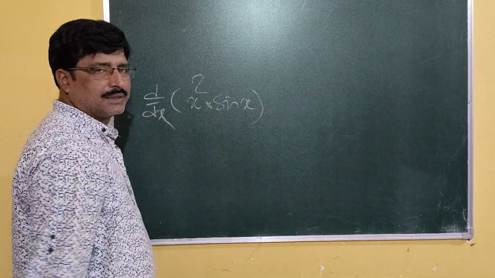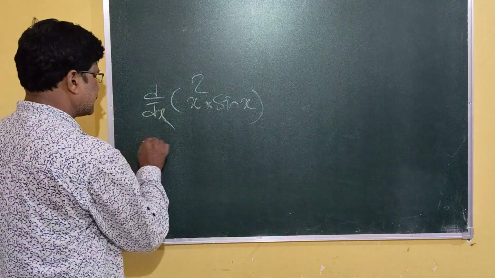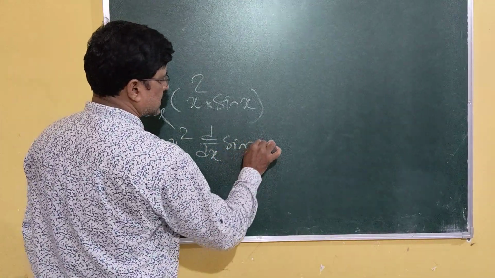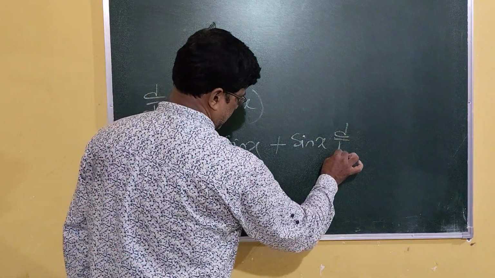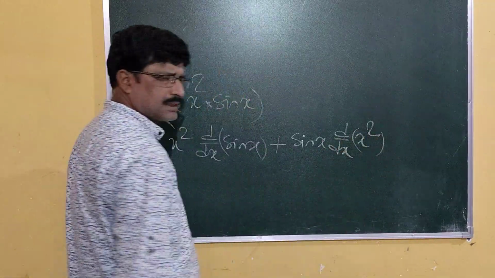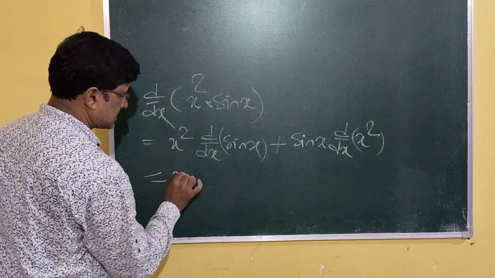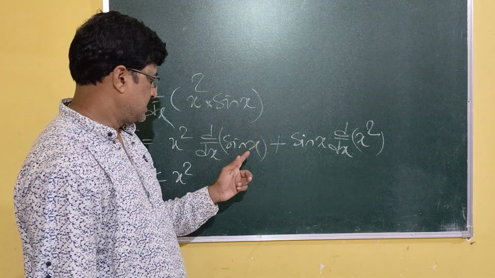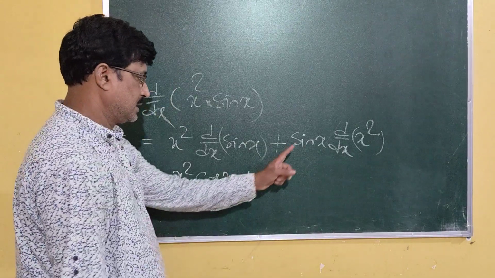As we know, the derivative of u into v is equal to u derivative of v plus v derivative of u. So we can take x square d by dx of sin x plus sin x d by dx of x square. Okay. Take the brackets for clarity. Now the derivative of sin x, as we have discussed before, is cos x. So it becomes x square cos x plus sin x.